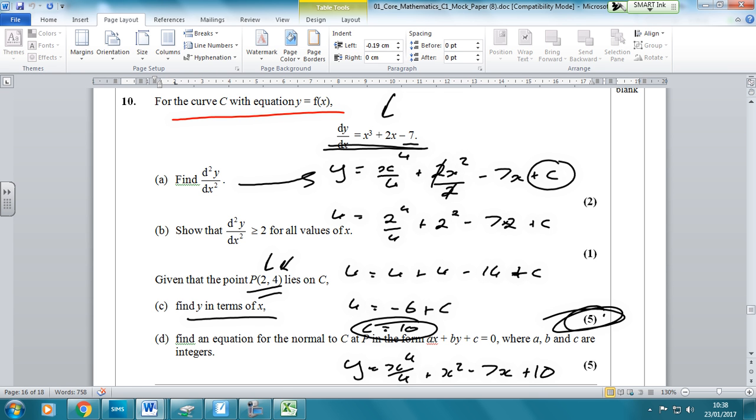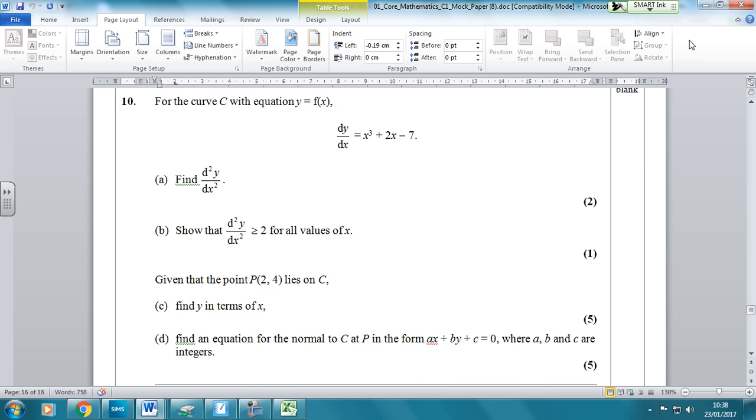Next thing we've got to do is part D. So we've got to find an equation for the normal at P. So we know that the gradient, well, we've got to work out what the gradient is at P. We've then got to work out what the normal gradient is. So it says find an equation for the normal. So as soon as it says find an equation of a line, y minus y1 equals m(x minus x1). We need to have a coordinate. So the coordinate P is (2, 4). So that's going to be y minus 4 equals m(x minus 2).